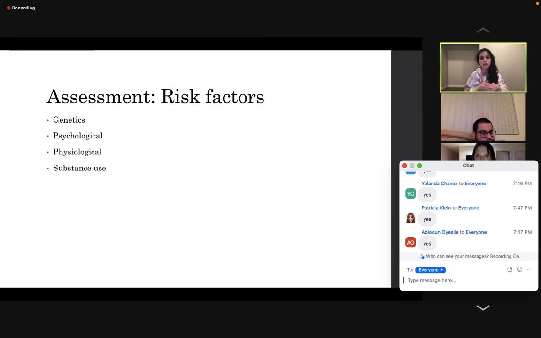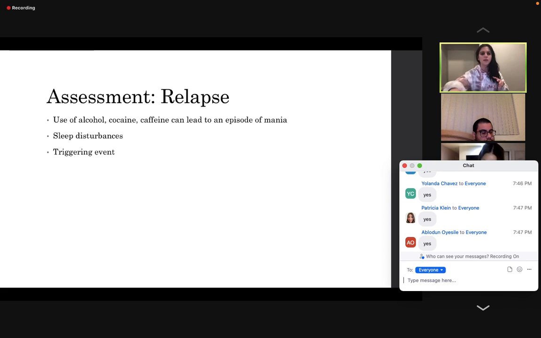Okay, remember that famous diagnosis stress model? Again, same thing. Genetics, physiological, psychological, substance, all these are risk factors that increase your chances. I'm not going to dive way into depth with this, but at this point we understand this part. Okay, what can cause you to relapse?